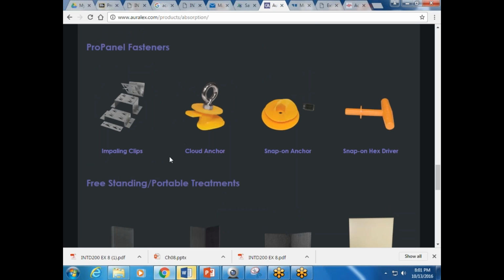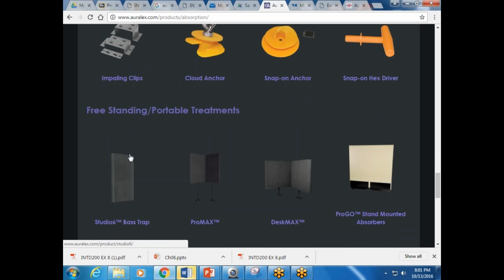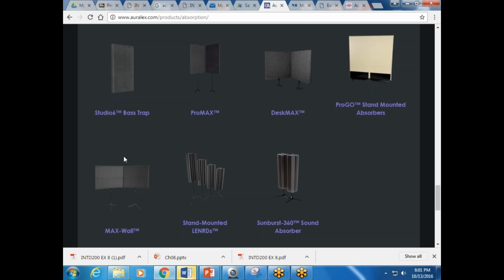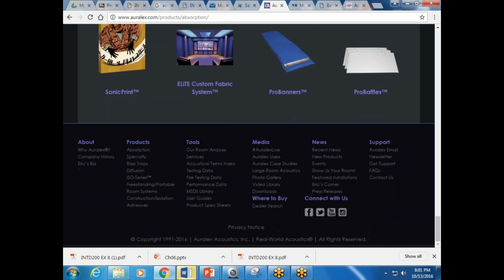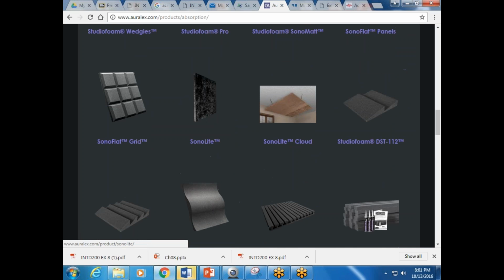And here's the fasteners. You have to pay very close attention to the fasteners again. You know, is it impaling clips that's going into your drywall? Do you want to have all of those holes? How easy are they to remove in the future? They have freestanding product.